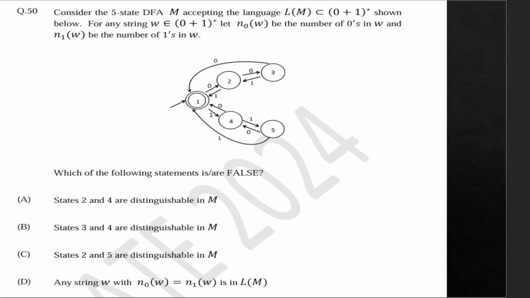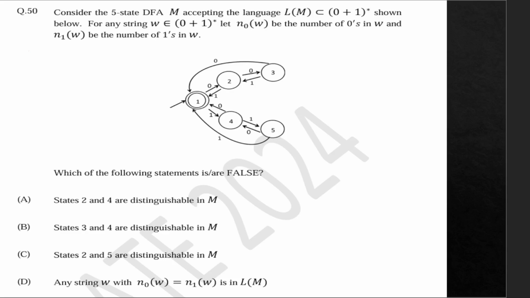Okay, so let's read this question. Consider the 5-state DFA M accepting the language L(M), which belongs to the complete language (0+1)* shown below. For any string w belonging to this language, let n0(w) be the number of zeros in w and n1(w) be the number of ones in w. So this is the case.